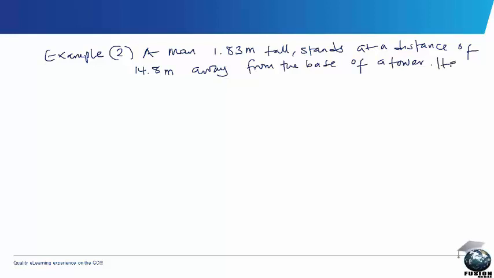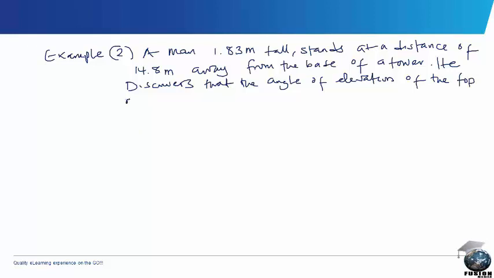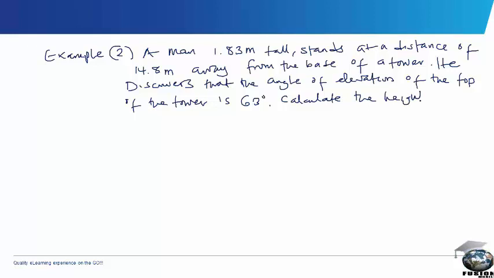Then he discovers that the angle of elevation of the top of the tower is 63 degrees. You are told to calculate the height of the tower. With this example, I'll be making various illustrations so that you will understand. A man, this is the man.